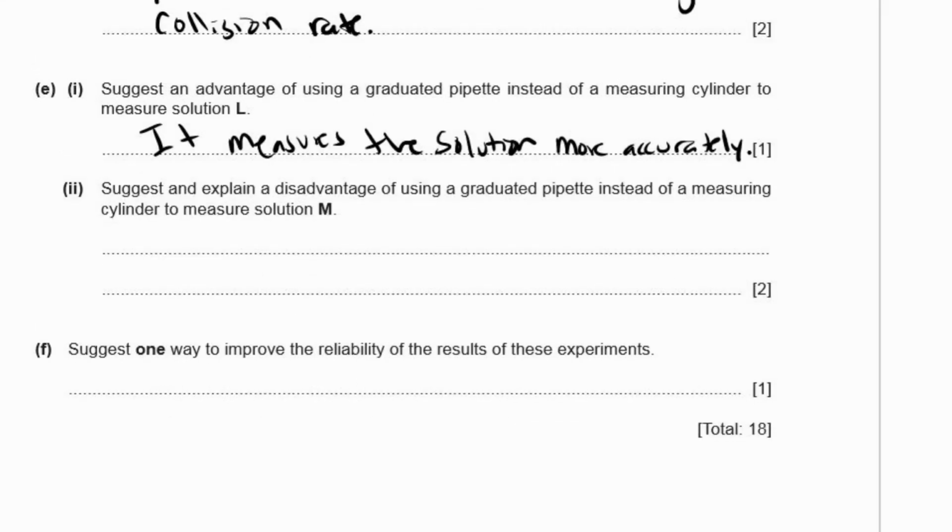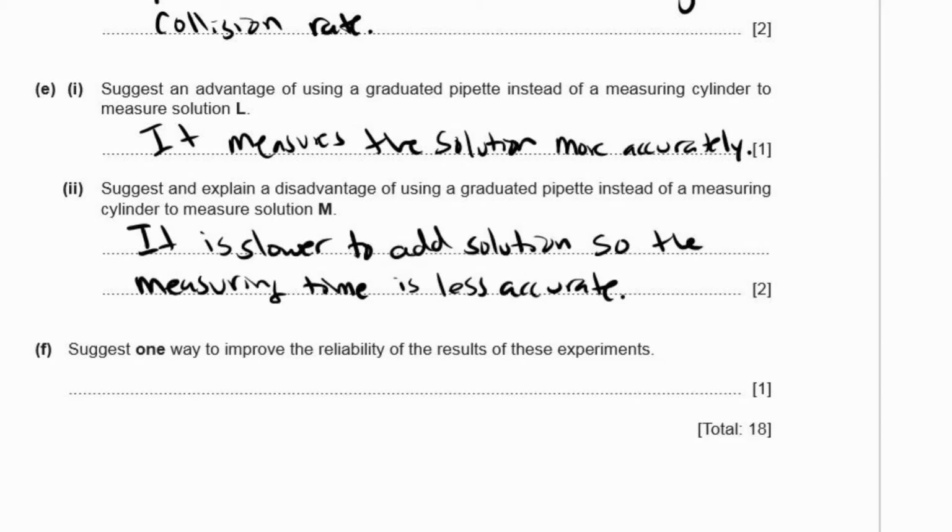And 2, suggest and explain a disadvantage of using a graduated pipette instead of a measuring cylinder to measure solution M. So the reason why in this particular experiment a graduated pipette might not be the best solution is because it is much slower. And as you're trying to time in seconds very accurately from as soon as the solutions touch, then it's not going to be as accurate. So one way it increases the accuracy, one way it decreases the accuracy. So it is slower to add the solution, so the measuring time is less accurate.